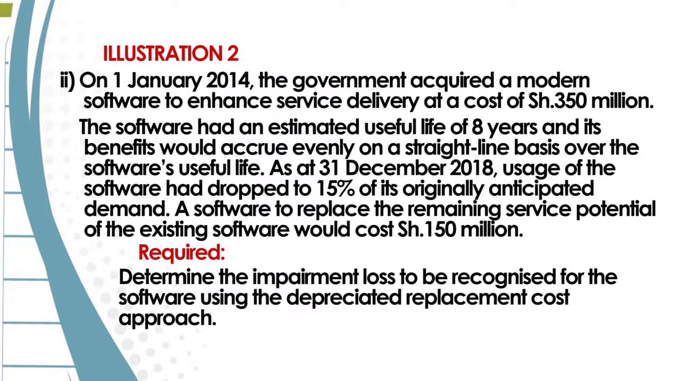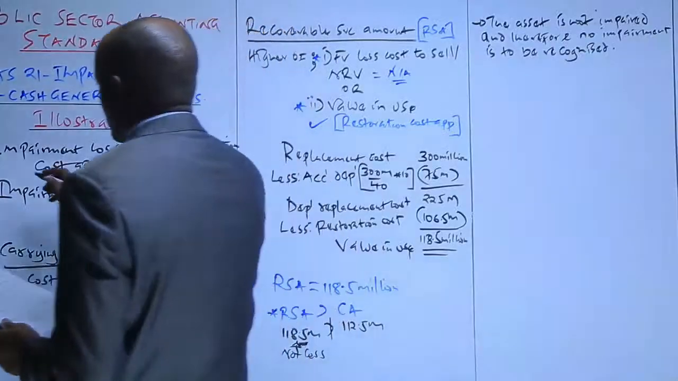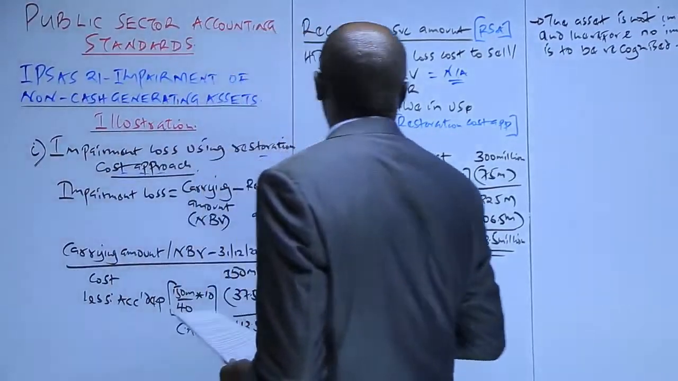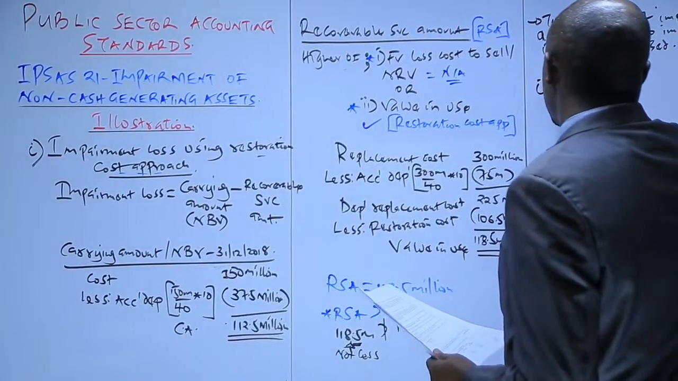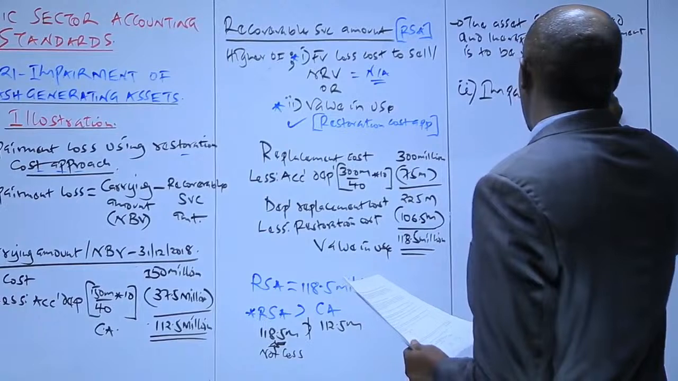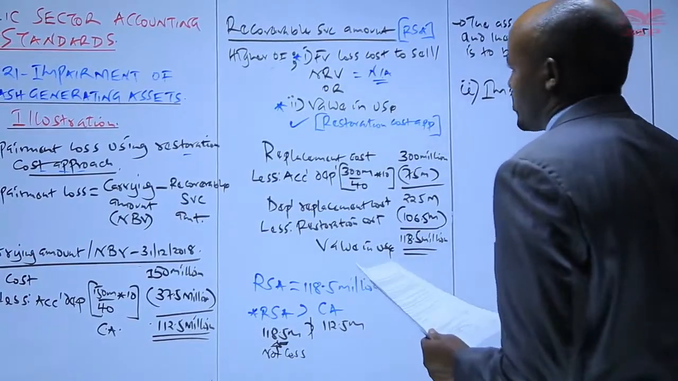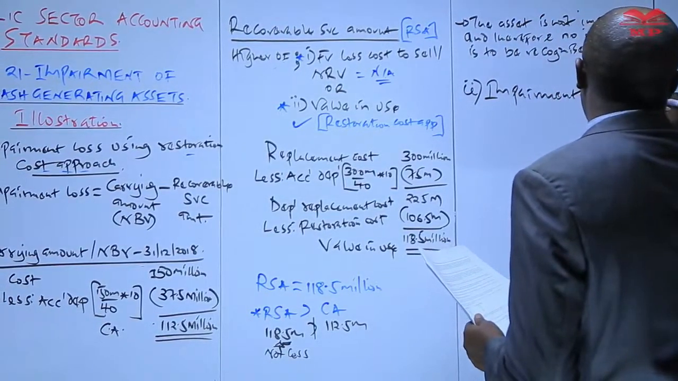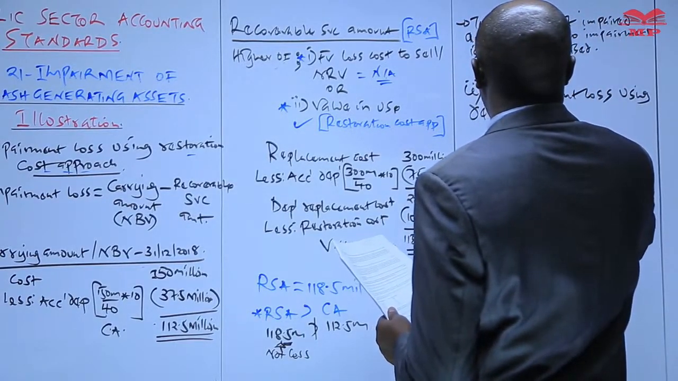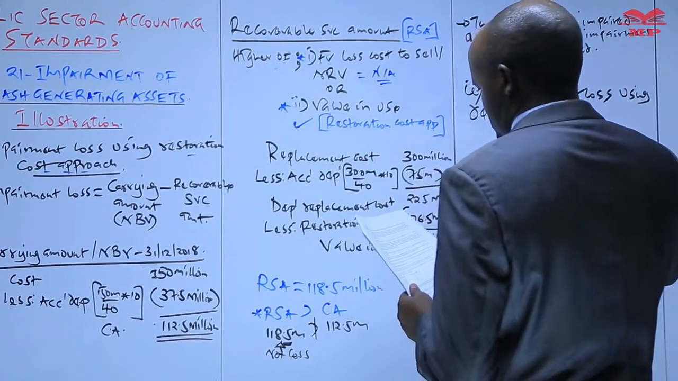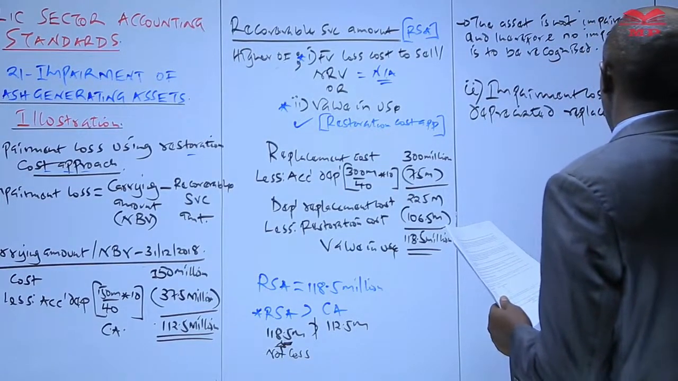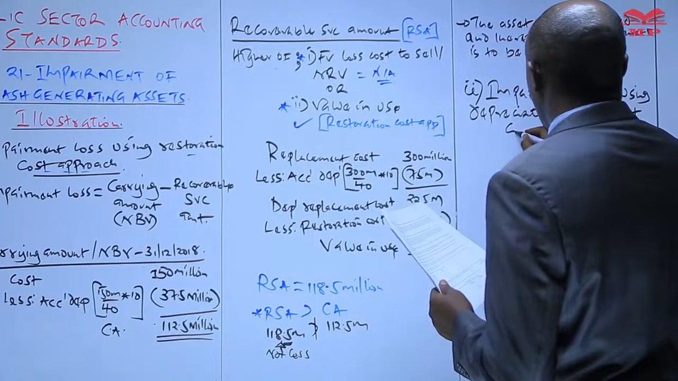So here what we are required, remember this was Roman 1 of our illustration. That was Roman 1. Roman 2, we are also required to determine the impairment loss to be recognized, but using which approach? Using the depreciated replacement cost approach.